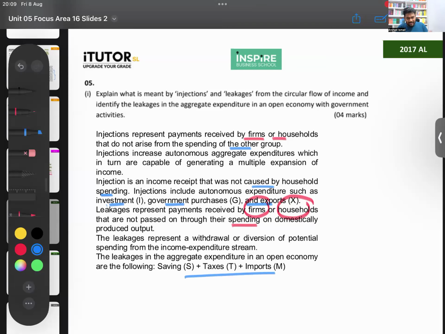For 2 marks, explain what these are. Now here they're specifically saying identify the leakages. So go into a little bit more detail when it comes to leakages.